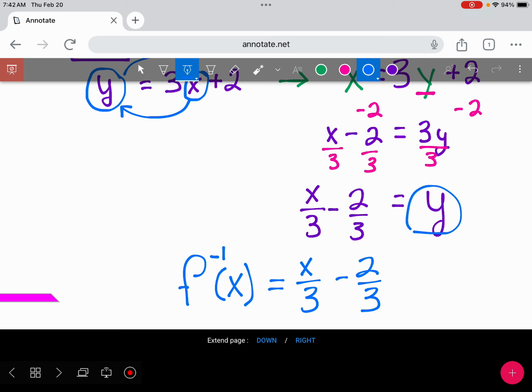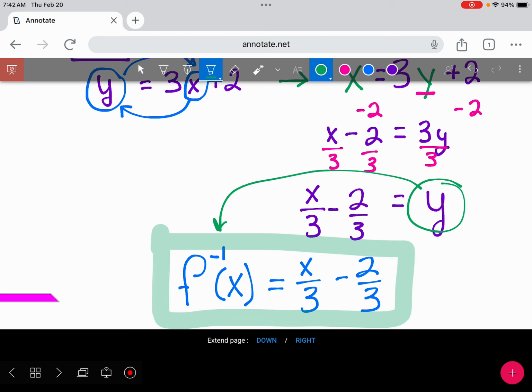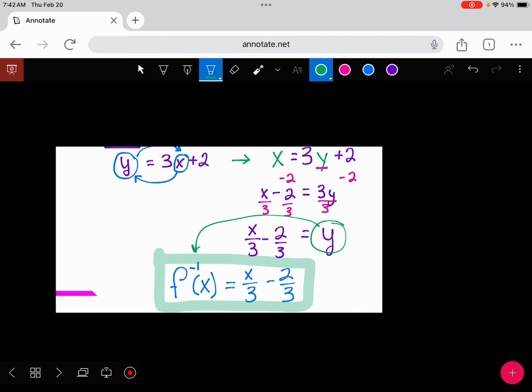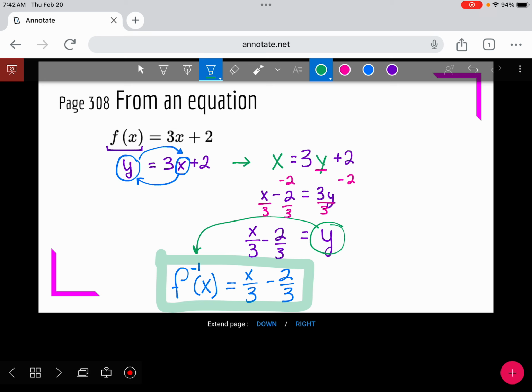All I did was swap our y back out. I'm going to not have that be blue. Swap our y back out for our inverse notation. And we are going to practice this several times because it's weird and awkward. But this is going to be one of those things we work with. We're going to have a whole chapter based off of something we learned that is the inverse of another thing. Okay, questions on the first one of these?